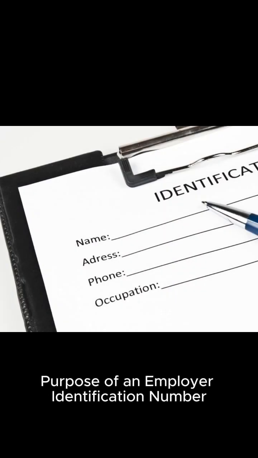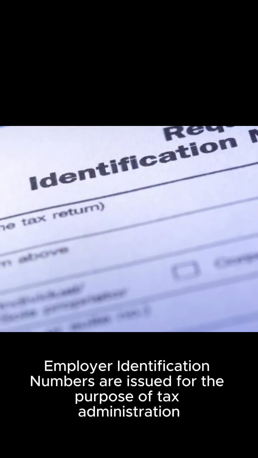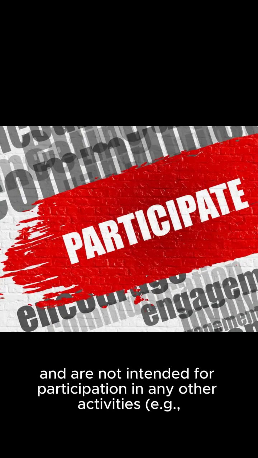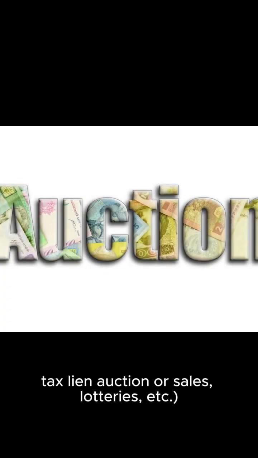Purpose of an employer identification number. Employer identification numbers are issued for the purpose of tax administration and are not intended for participation in any other activities, for example, tax lien auctions or sales, lotteries, etc.